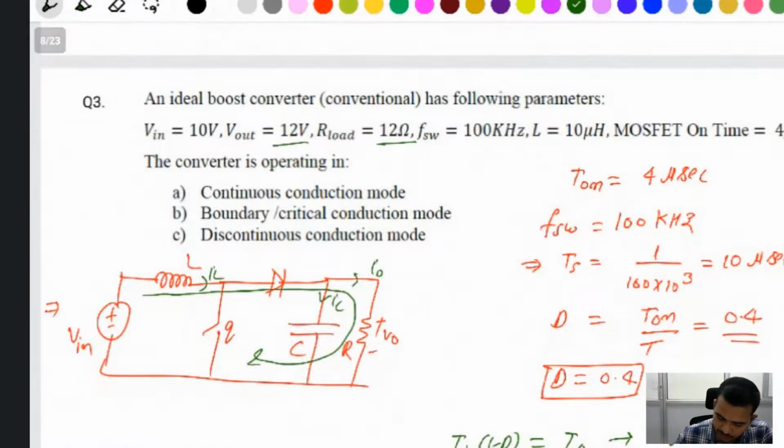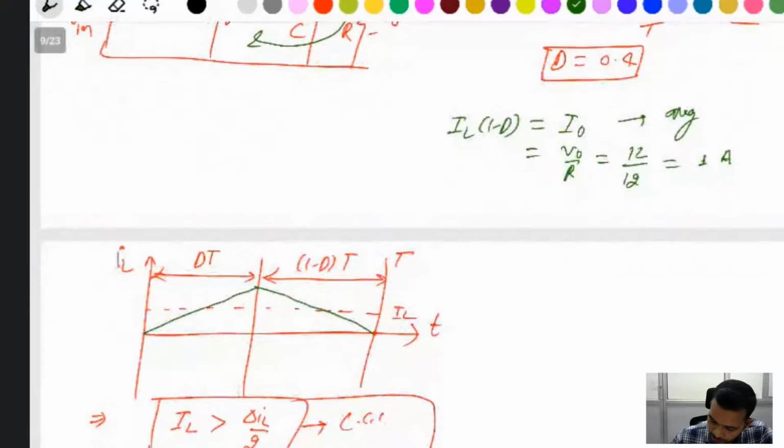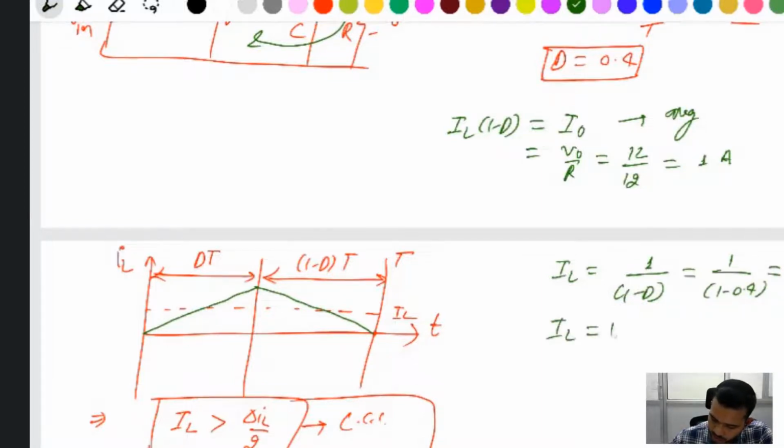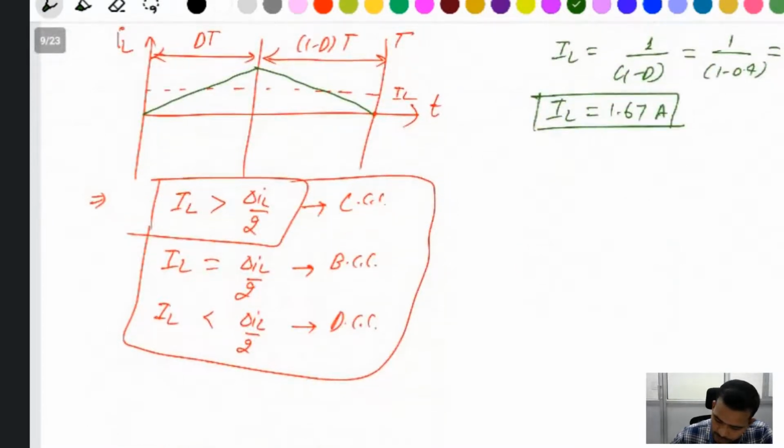Then find I naught. I naught is given 12 ohm and 12 volt. Average I naught is equal to V naught by R. V naught is given 12 volt and 12 ohm resistance, so I naught is 1 ampere. IL is equal to 1 divided by 1 minus D. D is 0.4, so 1 minus D is 0.6. IL is equal to 1.67 here.